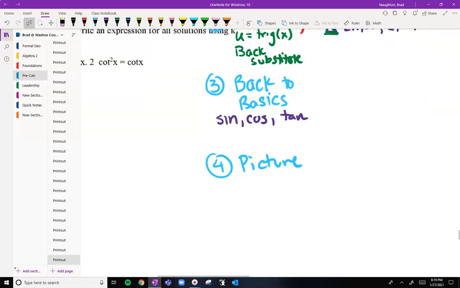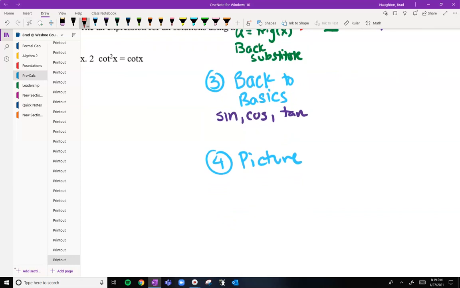And then last but not least is the most forgotten part, the picture. That's going to say, does your answer make sense? I think that's the most important part. Does your answer make sense? A lot of you are going to want to just do your trig function, solve, and move on. You're not going to want to think about it, like, did I make a silly mistake along the way?